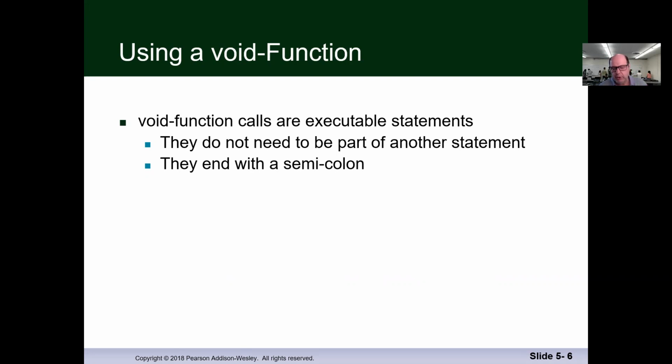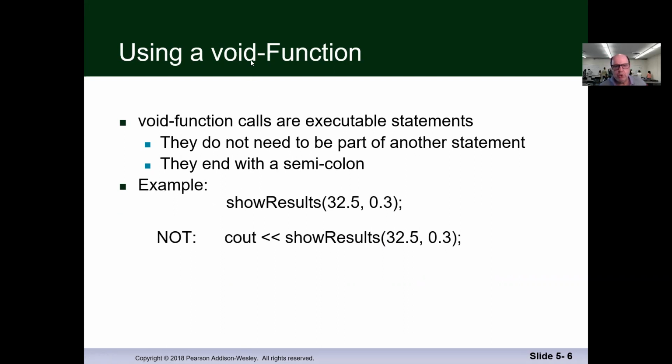But a void function does not return any value. So I can use a void function by itself in a statement, but I cannot use it in an expression. I cannot even use it in a cout. This is not acceptable. Why? Because show result is a void function. It's not returning anything, and if it doesn't return anything, the cout doesn't know what to do with it. That's the difference between a void function and a return value function.